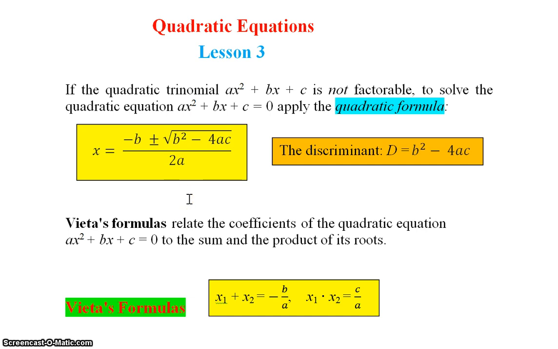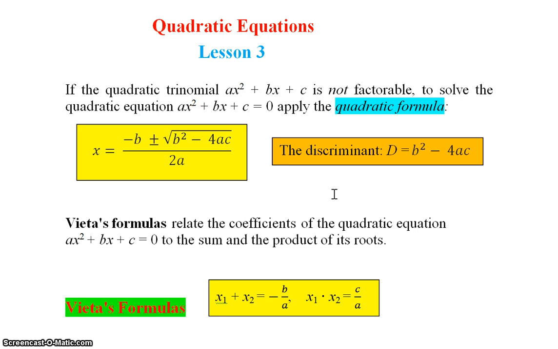Of course, you can apply this formula also in the case when the quadratic trinomial ax squared plus bx plus c is factorable. But in this case, it is easier to solve the quadratic equation by factoring. The expression b squared minus 4ac, which stands under the radical sign, is called the discriminant. So the discriminant is b squared minus 4ac.